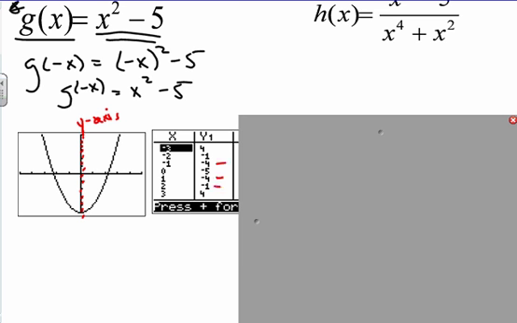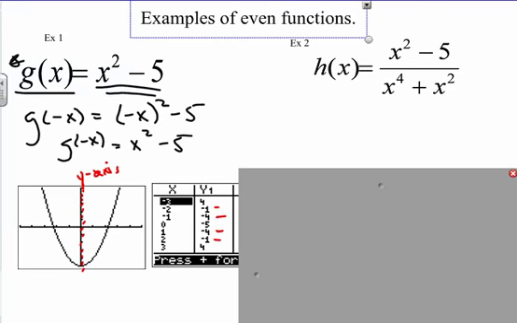Same thing happens for 2. I get out negative 1. I plug in a negative 2. I get out negative 1. All the same outputs occur when you plug in the opposite input. Now another one, which is a little bit more difficult, is what we have here, h of x. Now this is a rational function, so it's a little bit more complicated, but we'll try it out.